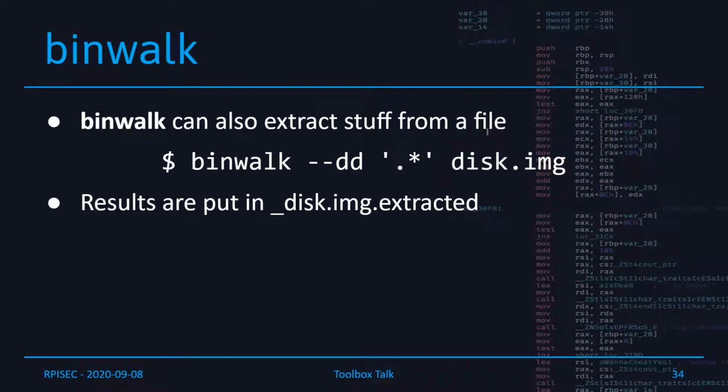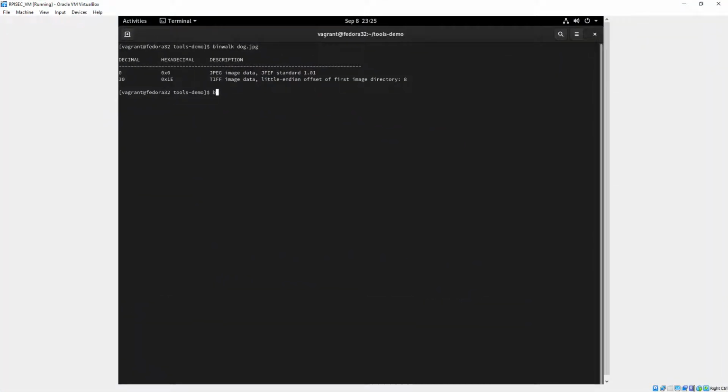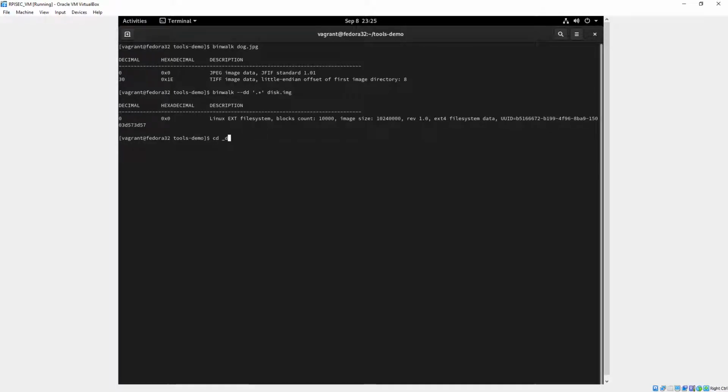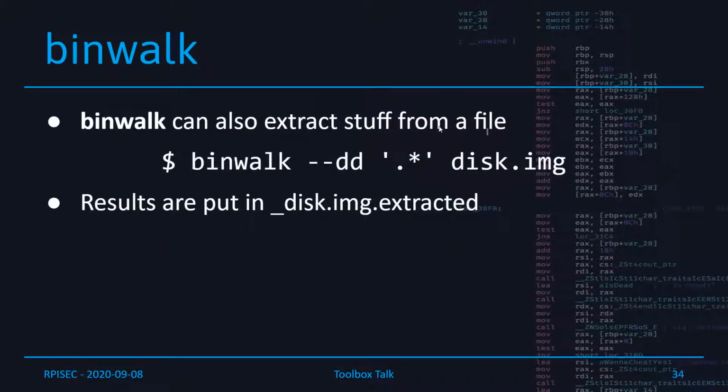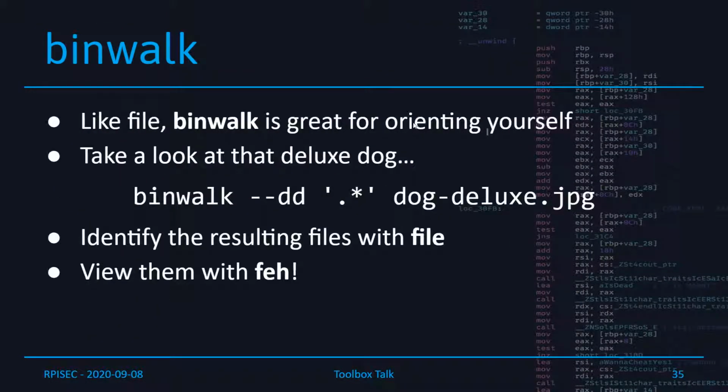So if we run binwalk with dd and then .star to tell it to extract everything you find, and we run it on that disk, we can then go into this folder and see what we have here. Yeah, it's our file system. That's not too exciting. We unpacked the single thing that binary contained. So unsurprisingly, all it contained was itself.